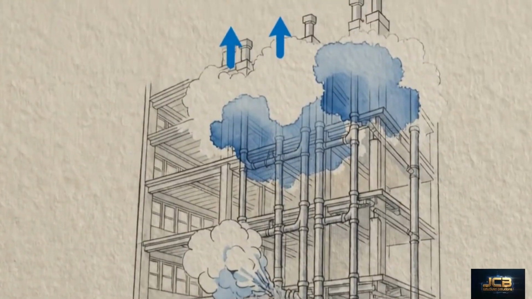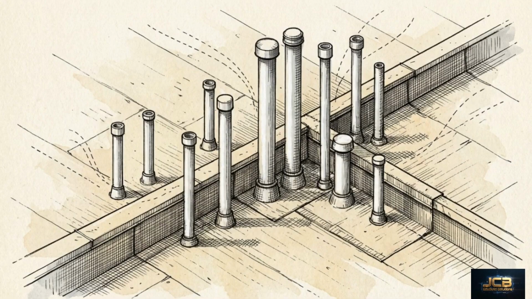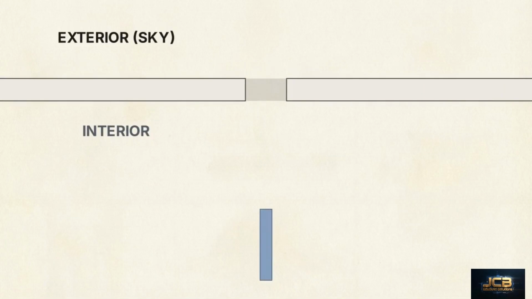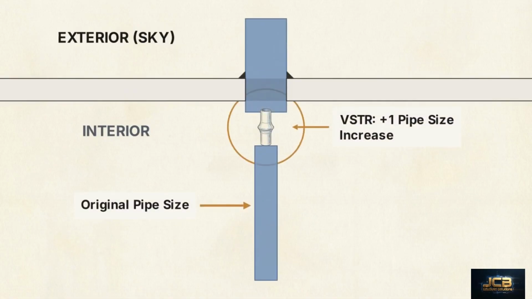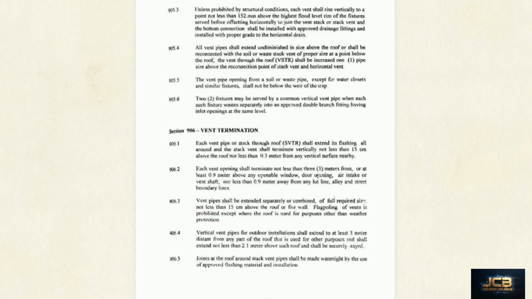We navigate to the highest point on our spatial map, the exposed roof deck where the building exhausts. Before the stack penetrates the roof, the vent through roof, or VSTR, must be increased one full pipe size above the reconnection point. Section 906.1 provides the vertical clearance metric. The stack vent must terminate vertically, extending no less than 15 centimeters above the roof, and be placed no less than 0.3 meters away from any vertical surface.